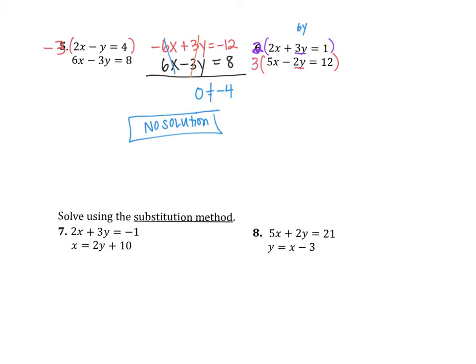And let me check my signs before I continue. If I do 2 times 3y, I get positive 6y. If I do 3 times minus 2y, I get negative 6y. So they're opposite signs, so I'm going to proceed. 4x plus 6y equals 2.